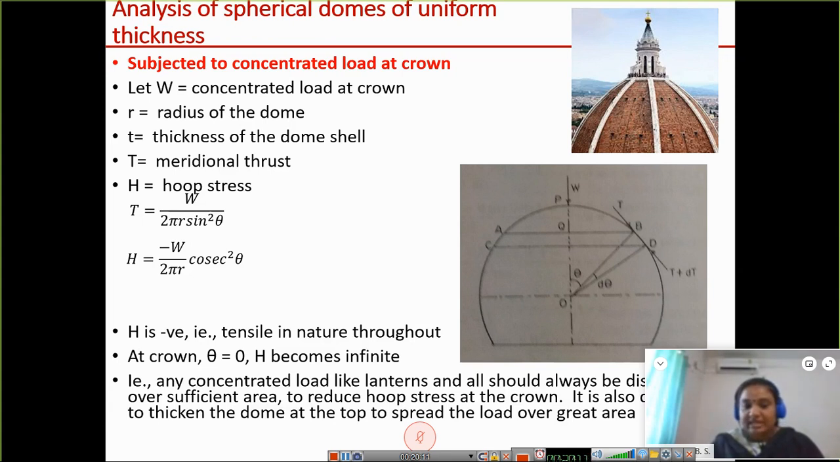It's also desirable to thicken the dome at the top to spread the load over a greater area. So that is also another option to take care of these huge stresses coming because of the application of a concentrated load at the crown.